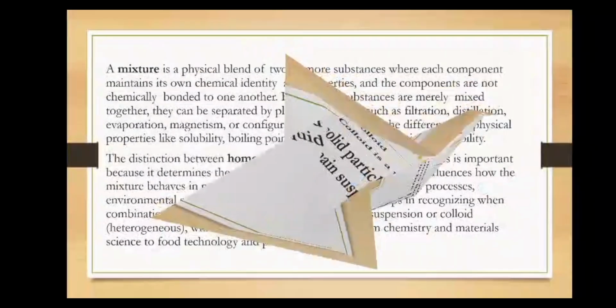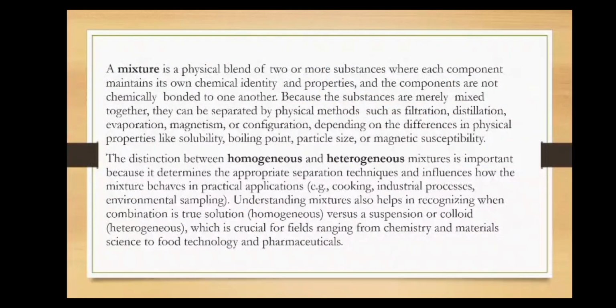Again, a mixture is a physical blend of two or more substances where each component maintains its own chemical identity and properties. And the components are not chemically bonded to one another. Because the substances are merely mixed together, they can be separated by physical methods such as filtration, distillation, evaporation, magnetism, or centrifugation, depending on the differences in physical properties like solubility, boiling point, particle size, or magnetic susceptibility.